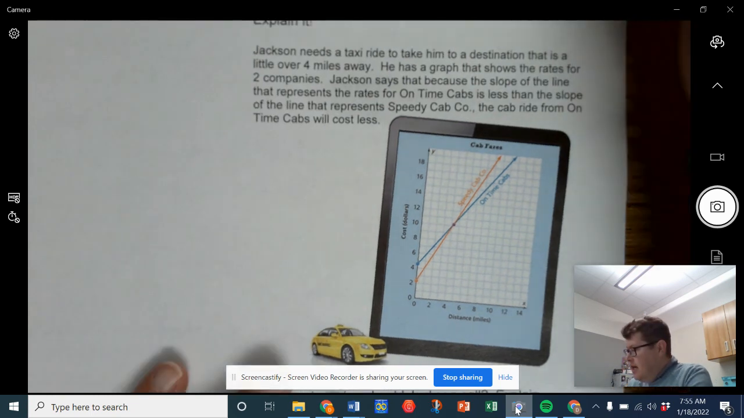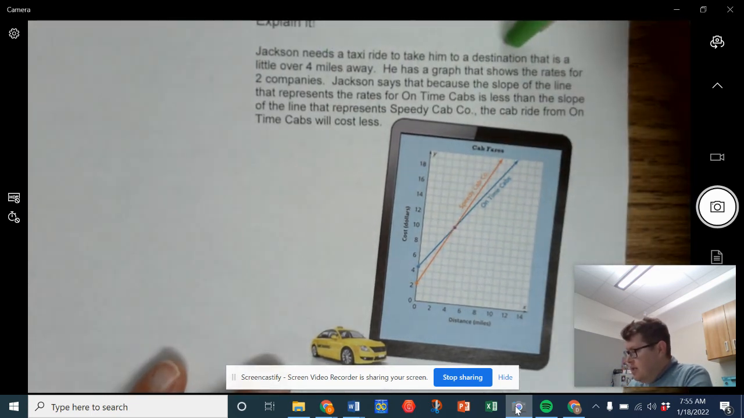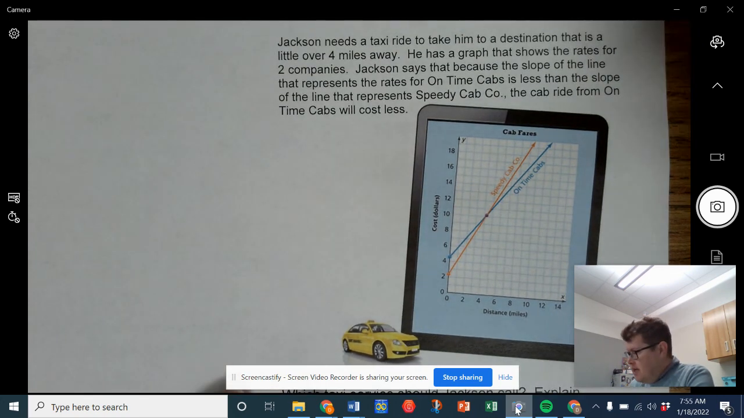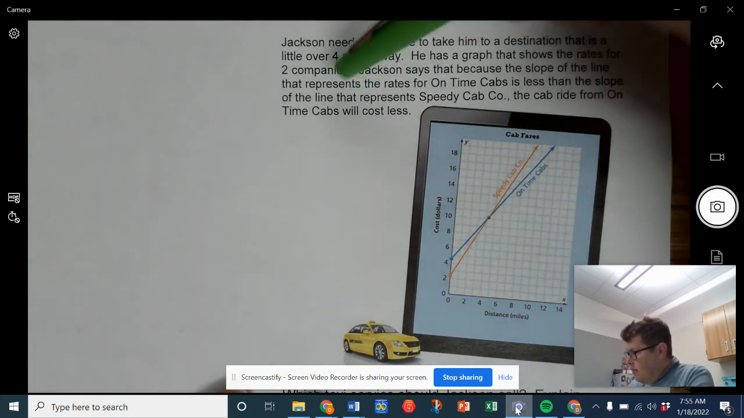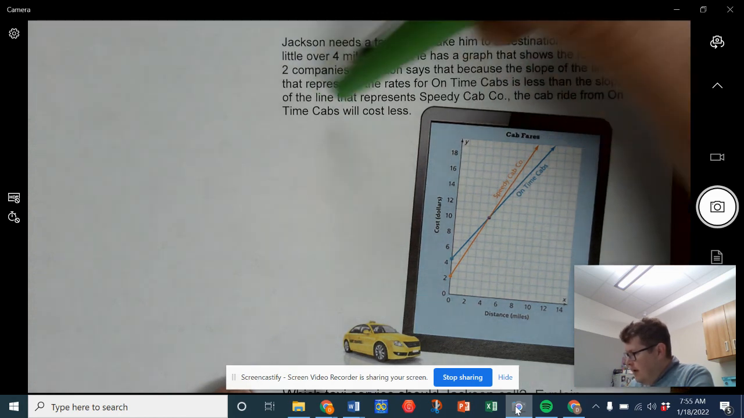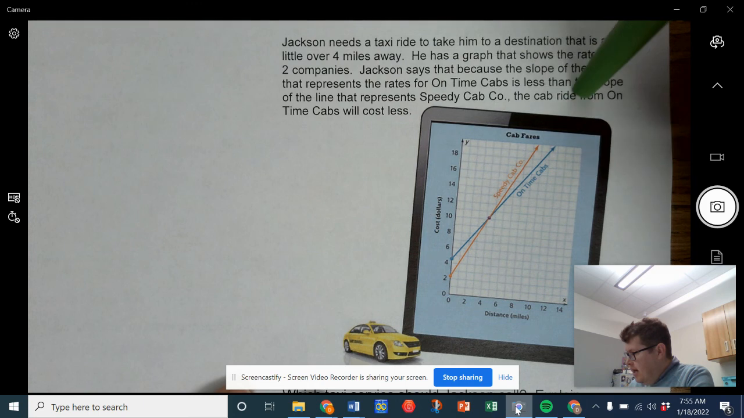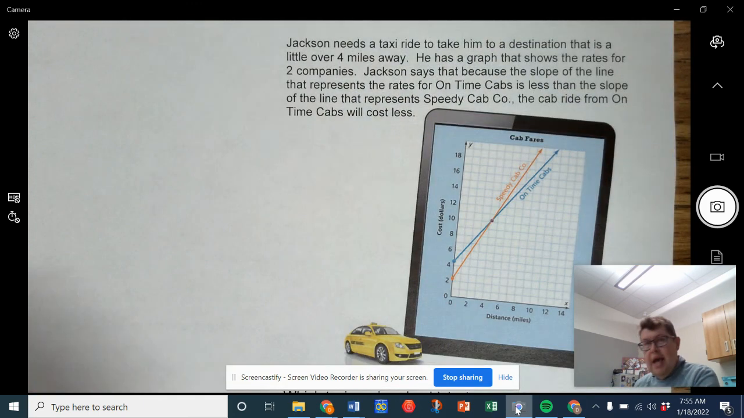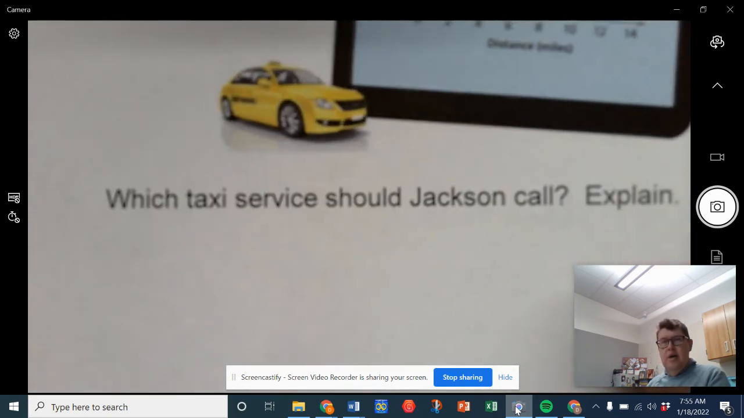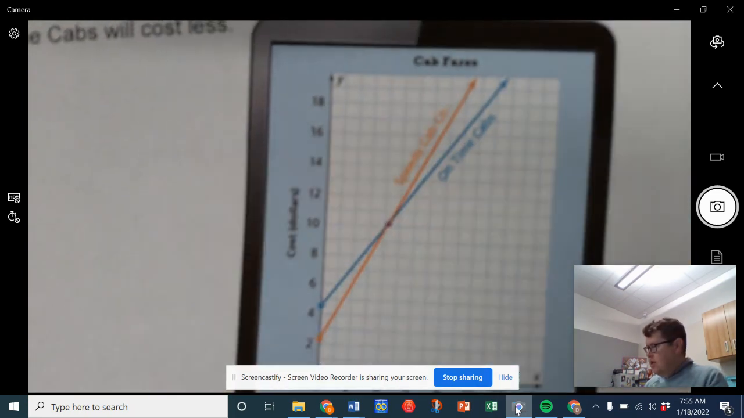All right, so Jackson needs a taxi ride to take him to a destination that's a little over 4 miles away. He has a graph that shows the rates for two companies. Jackson says that because the slope of the line that represents the rates for on-time cabs is less than the slope of the line that represents Speedy Cab Company, a cab ride from on-time cabs will cost less. Let's zoom in and see if he's correct, because we're figuring out which taxi service he should call.